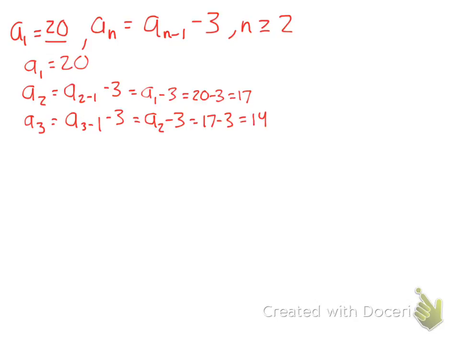You guys seeing the power of the explicit formula? Okay. The fourth term, same thing. Do I need to keep going? Is it 11 for the fourth term? The fourth term would be 11, right? Because you just keep subtracting 3.